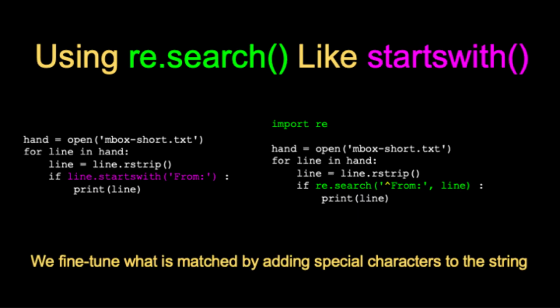Now let's refine the task. Suppose we only want lines that start with From. Using string methods, we would use line.startswith('From'). To do this with a regular expression, we use the special caret character. The pattern ^From means match the string From only if it is found at the very beginning of the line. This is our first example of fine-tuning a match by adding special meta characters to a literal string. The caret anchors the pattern to the start of the line.